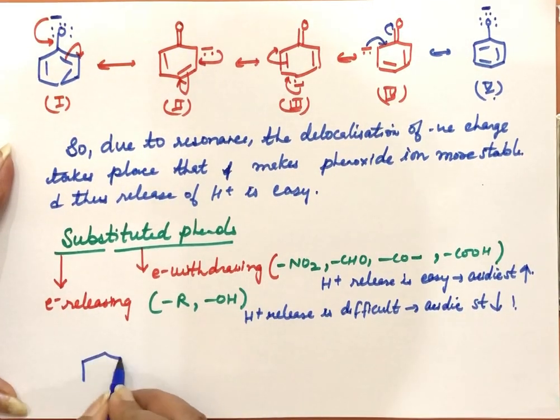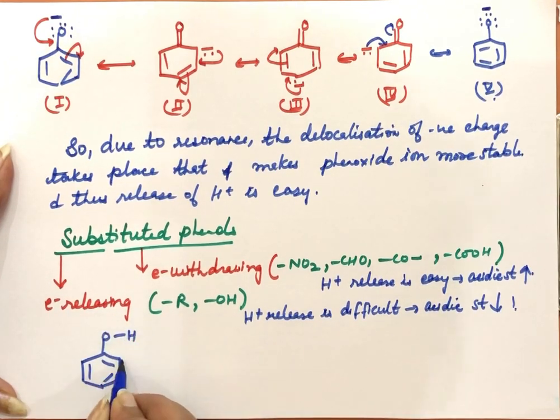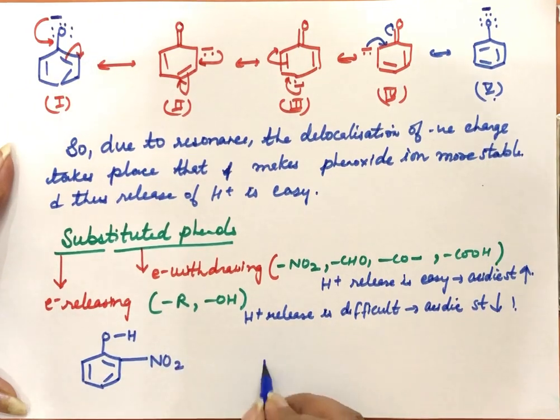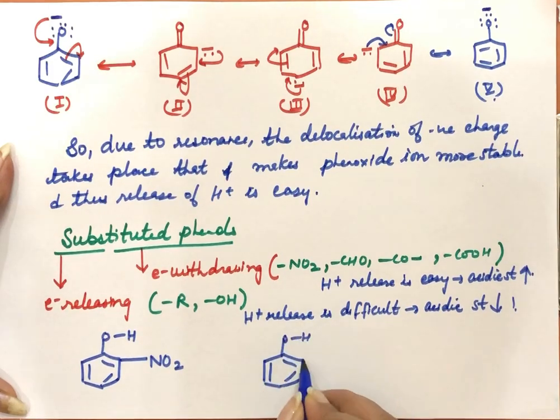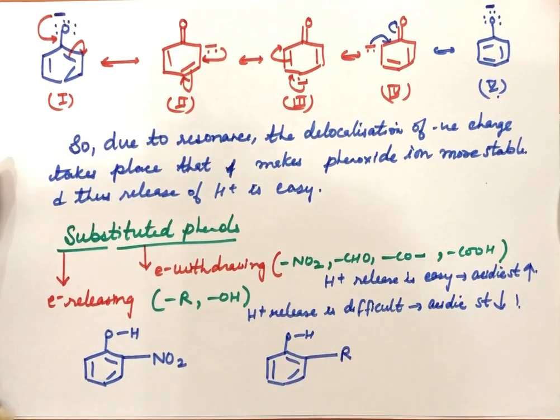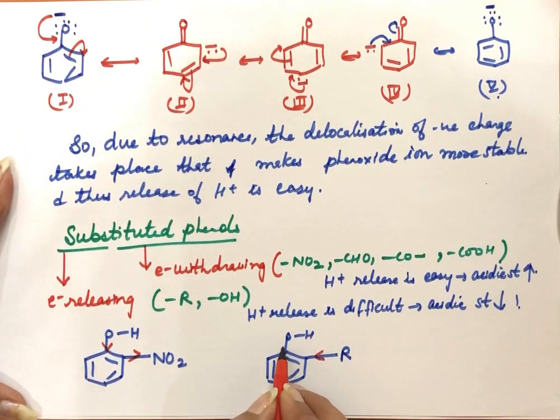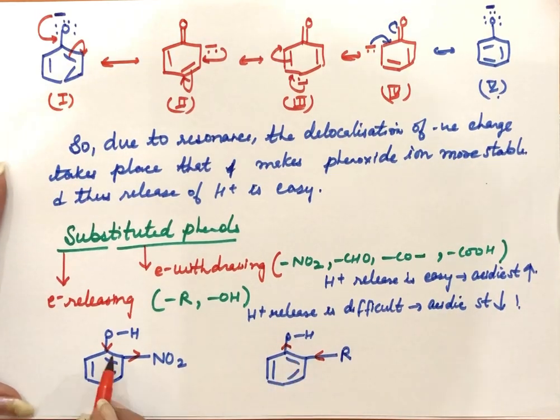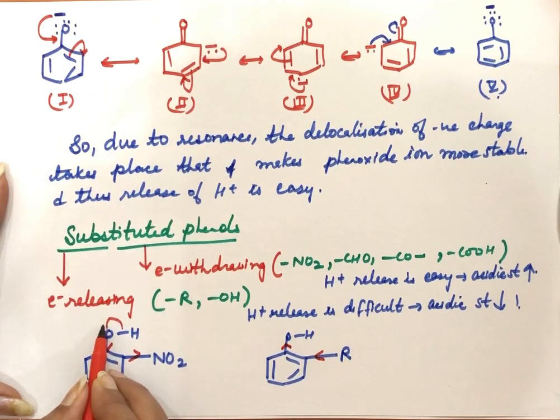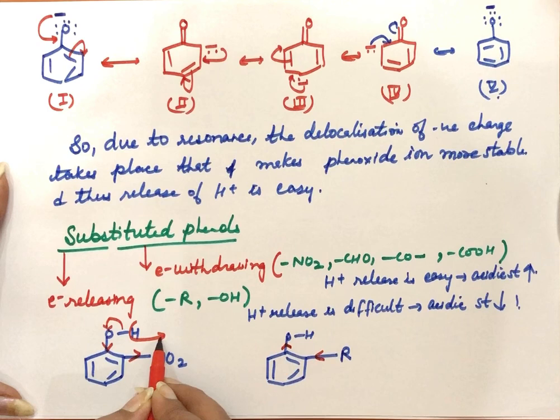So if I am taking, for example, this is phenol and electron withdrawing group I am taking. Second example I am taking electron releasing group. So electron withdrawing means this is withdrawing electrons from this oxygen, while releasing means this is giving electrons to this oxygen. So in this case, if this is withdrawing electrons from this, what will happen? O will become deficient in electrons, and if O will become deficient in electrons, it will pull the electrons from this side, and thus H plus release will be easy.